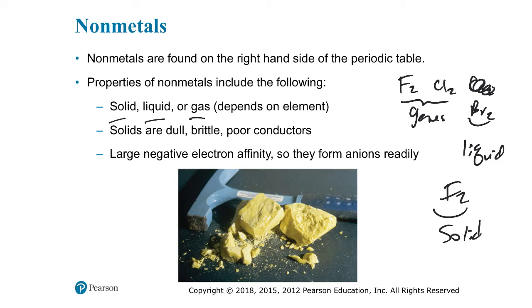Okay, and so even within one group of elements, we get a big difference between whether the elements exist as gases, liquids, or solids at room temperature. Solids tend to be more dull, more brittle. They're not really good conductors of electricity like metals are, so they're different in their behavior. They tend to have large negative electron affinities, so it's going to be easier for them to form anions as a result. So it's more energetically favorable for these elements to form anions.